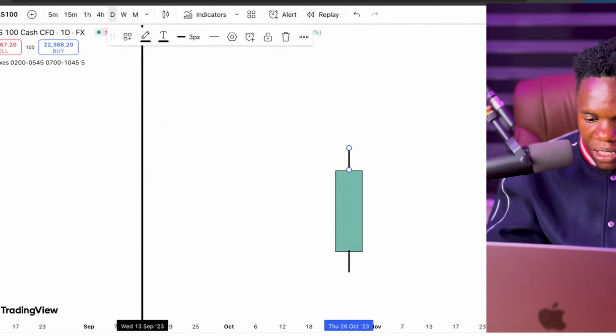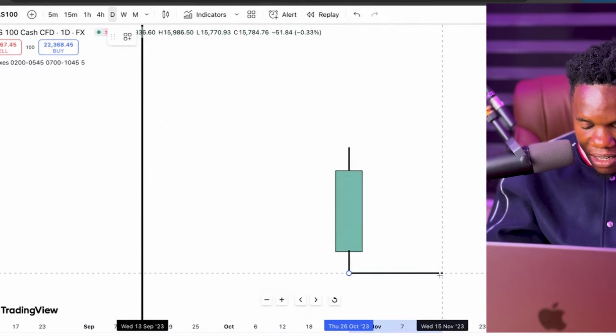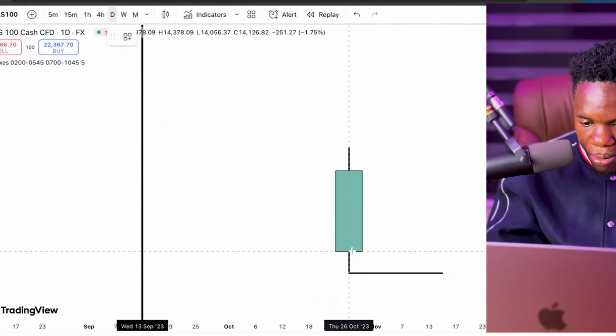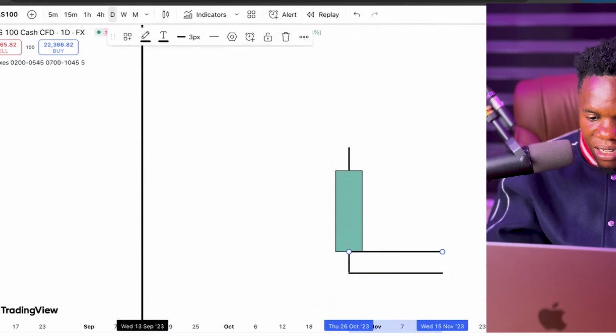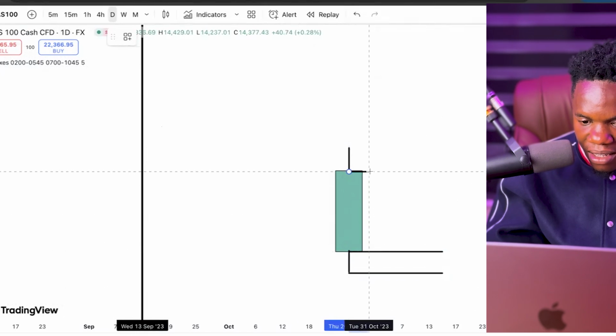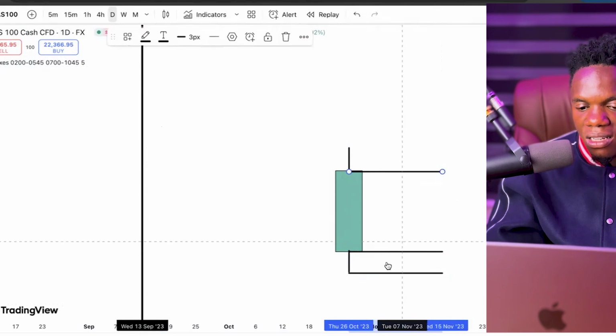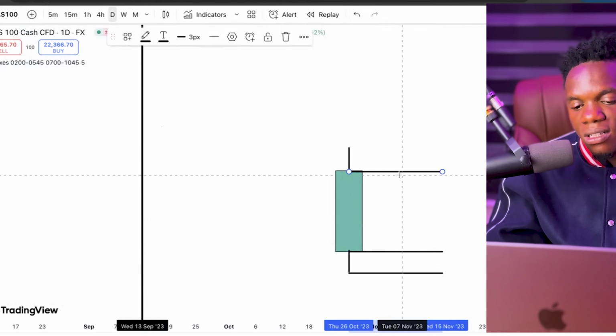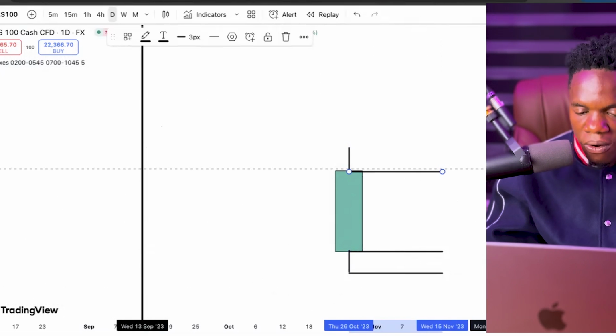Why is it ICT power of three? Because we are working with the low of the day, all right? We are working with the opening of the day, and then we are working with the close of the day. This is the ICT power of three. Low, open, close. That is what makes up ICT power of three.